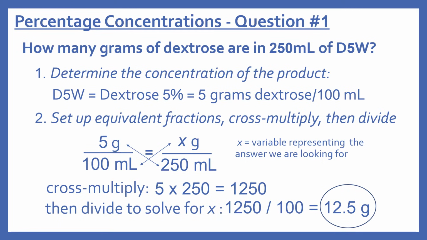Our first fraction is going to be our 5 grams per 100 milliliters, and we'll set this equal to X grams, that's what we're solving for, per 250 milliliters. Next we'll cross multiply, so we'll take 5 times 250, that equals 1,250, and then we'll divide to solve for X. We'll divide by 100, and that equals 12.5 grams. So there are 12.5 grams of dextrose in 250 mLs of D5W.